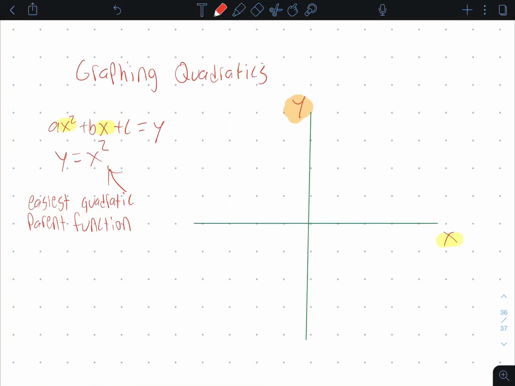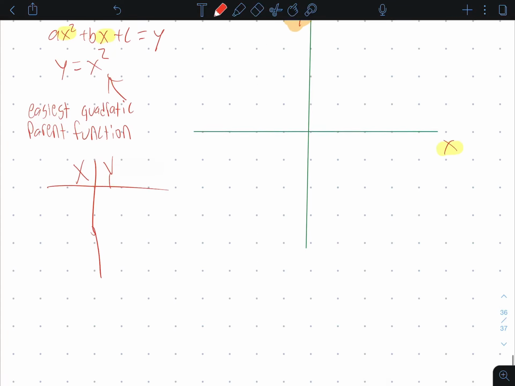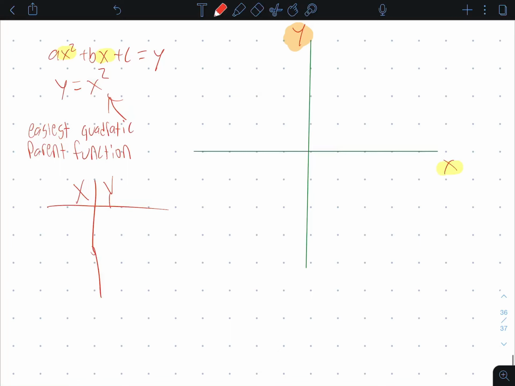To graph this, it's just like we did with the linear functions: you make a t-chart of x's and y's. You get to pick the x's. Let's try 0, 1, 2, and see what happens. So y is equal to x squared. For this one, we're going to do 0 squared, which is equal to 0. 1 squared is equal to 1. 2 squared is equal to 4.